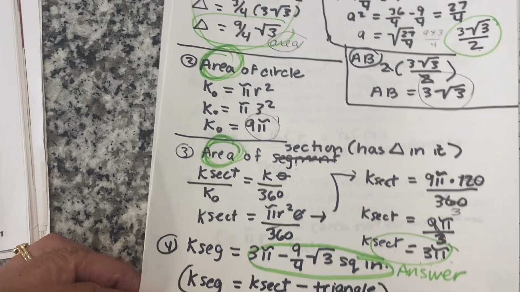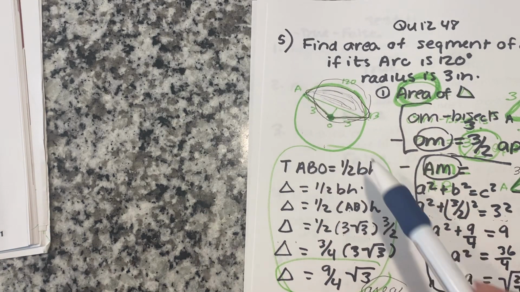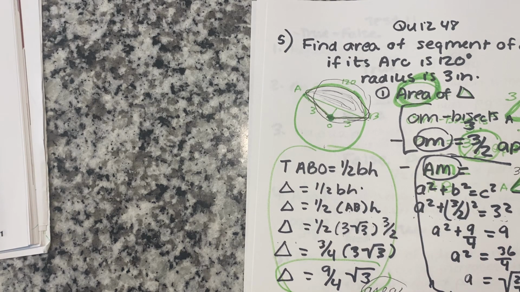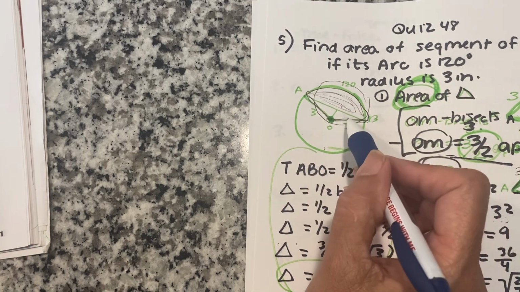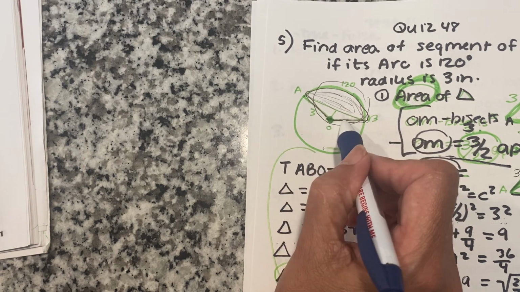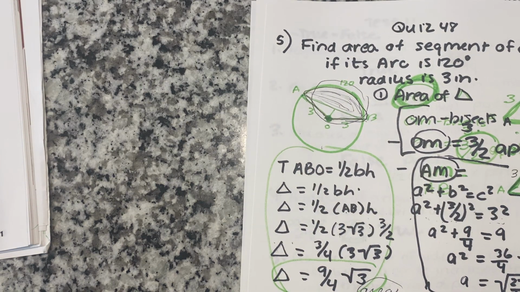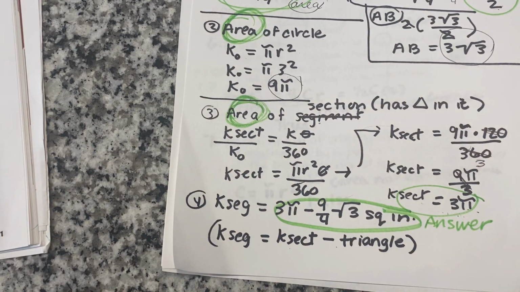So we found the area of the circle, and then we found what this section was. Then, in the section, to find this little segment here, we had to subtract that triangle, and then we get it. And that's the answer. So, yay, we did it.